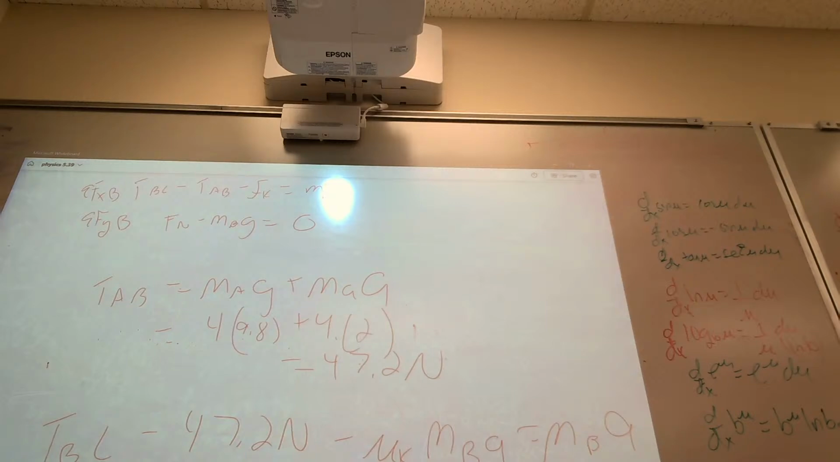This is an issue: there are two different tensions. The tension on the left, you could call it TA, is different from the tension on the right. So hopefully we solve this. That's what you guys are doing.